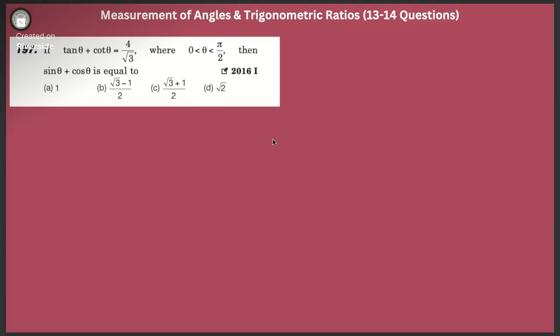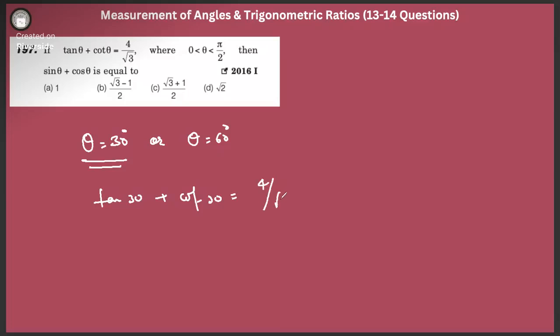Meanwhile, you got to solve this question as well. Need to solve this question as well, guys. Think. If you think at theta is equal to either 30 or theta is equal to 60, any number. Let's say theta is equal to 30, tan 30 plus cot 30. Is it equal to 4 by root 3? Is it equal to 4 by root 3, guys?